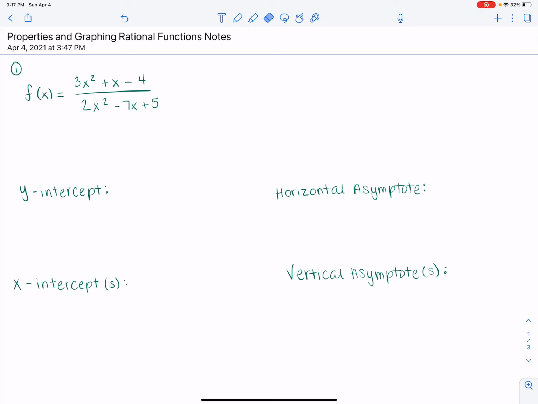So today we're going to look at properties in graphing rational functions. We're going to find all of the pieces that would fall on the graph without actually looking at the graph. So we're going to do it all algebraically. Tomorrow you'll get to pair it with some graphs, but today we're just going to talk about the definitions and how to find these pieces.